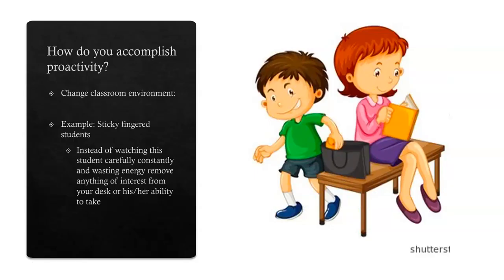So here's an example of how you accomplish proactivity. One would be change your classroom environment. An example, if you have a sticky fingered student. So if you have a student who likes to steal things or hoard things, instead of watching the student constantly and carefully and wasting your energy, why not just remove anything of interest off your desk so that they can't take it?